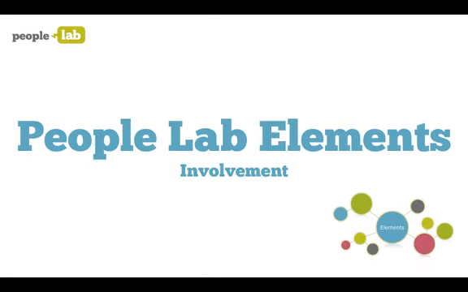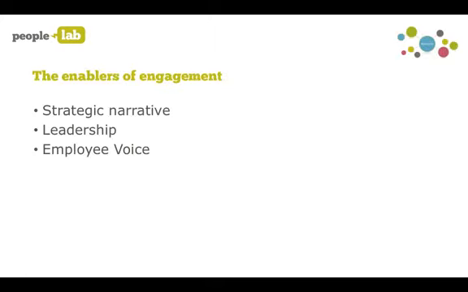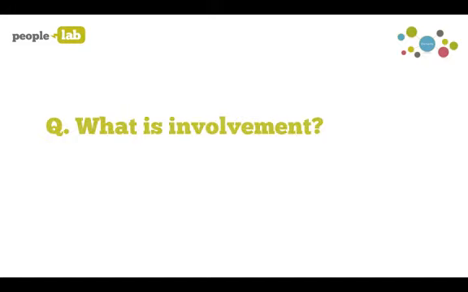So today we're going to be talking about employee involvement. Employee involvement is, we believe, one of the enablers of engagement. It wasn't one that was originally talked about in the Engagement Success Report, but we've added it at People Lab because we feel that it is a really critical enabler of engagement. And what is involvement? For us, involvement is one of the ways you can give employees autonomy. And we know from previous sessions that autonomy is a really important part of building engagement. It's one of the universal themes of engagement.